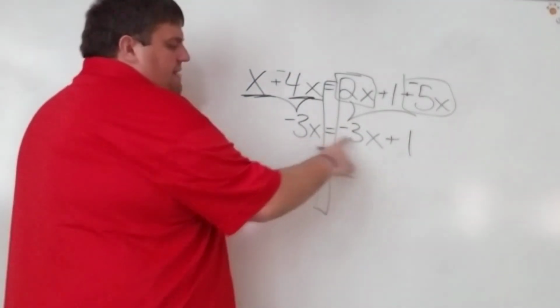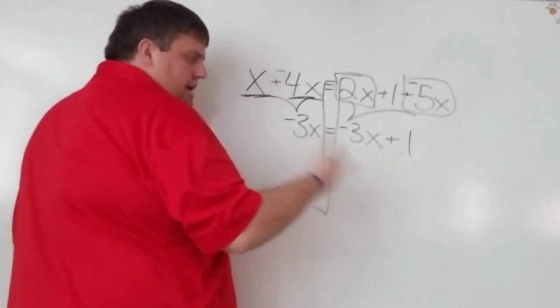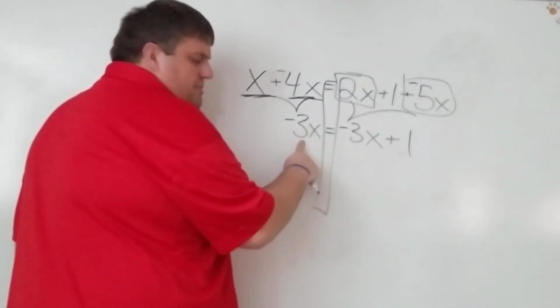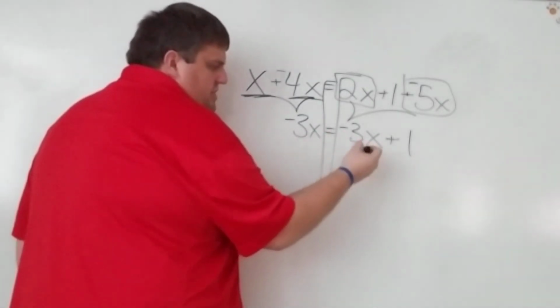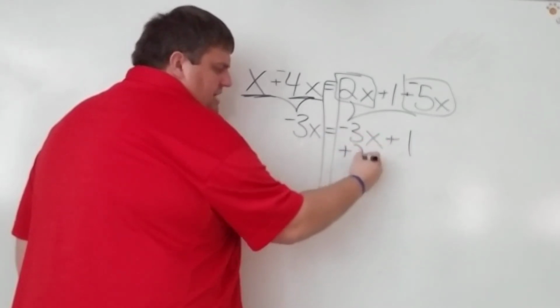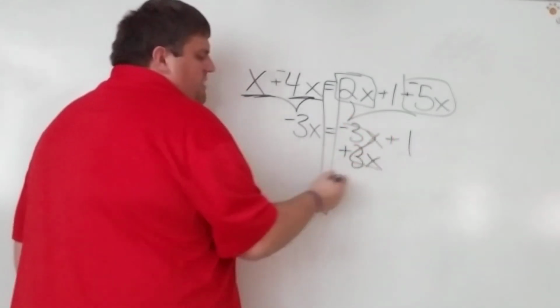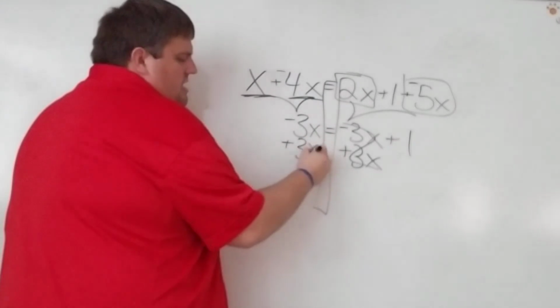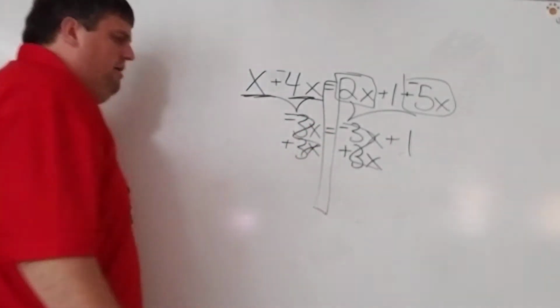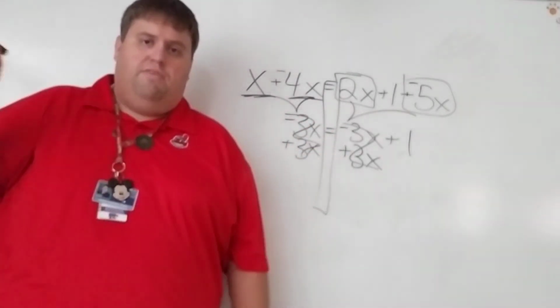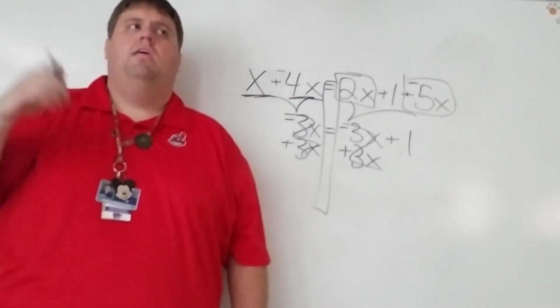And then I notice that I have variables on both sides, so I want to get rid of a variable. But if I get rid of this one, there's nothing left over there. So I'm going to choose this one, negative 3x. I'm going to add 3x to both sides. But when I do that, they both cancel out. So this is the first one where that happened, right?